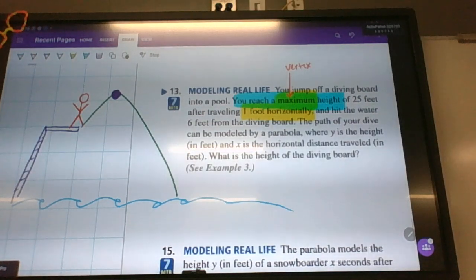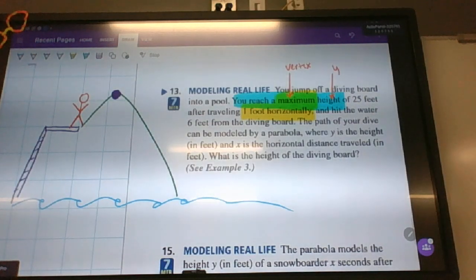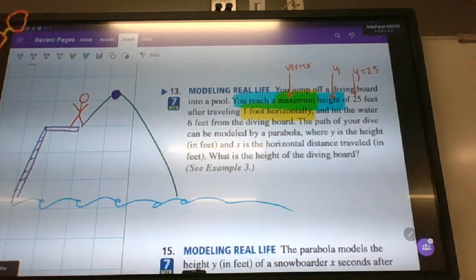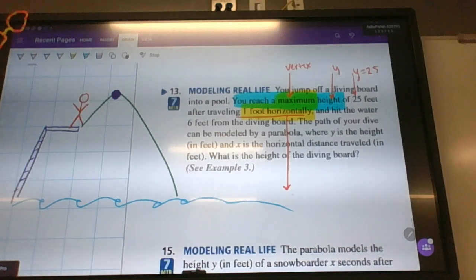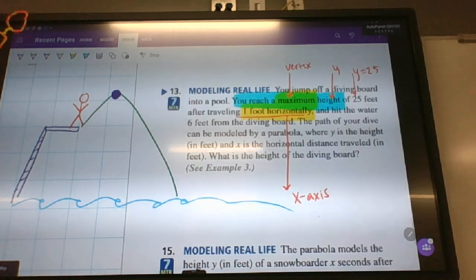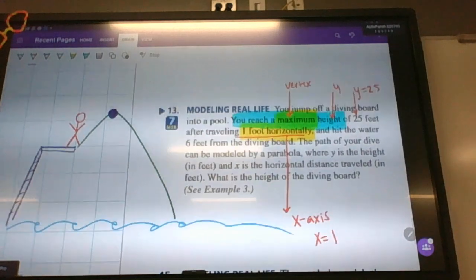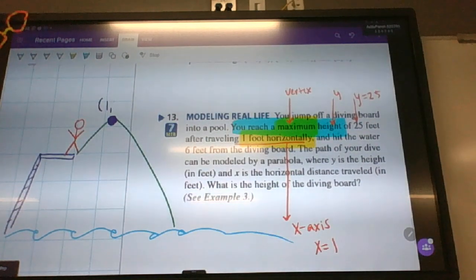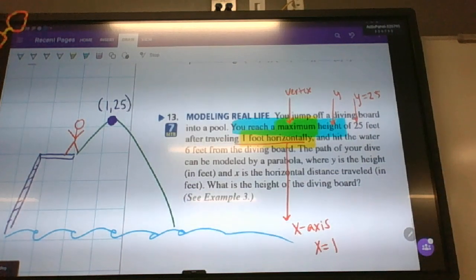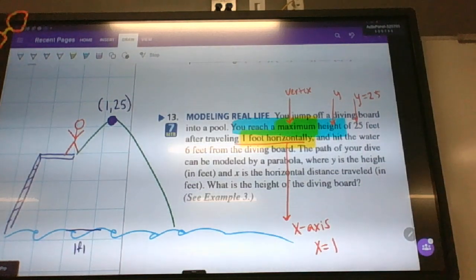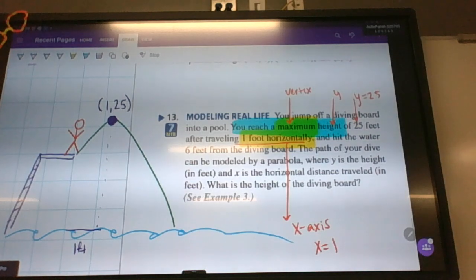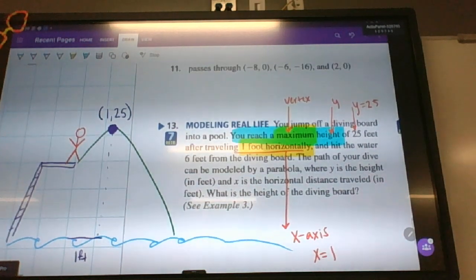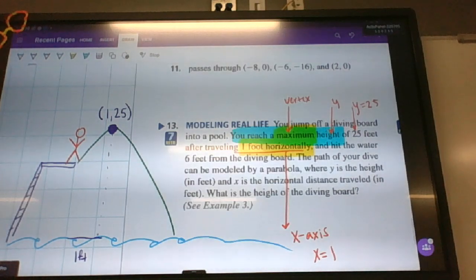Yeah, so it's a height, and we know height means y. So we're going to go with y equals 25. And then horizontal, that refers to the x-axis. So we'll go with x equals 1. So this vertex, I should say, is 1 foot away, and it's 25 feet in the air. Everybody buying into that?